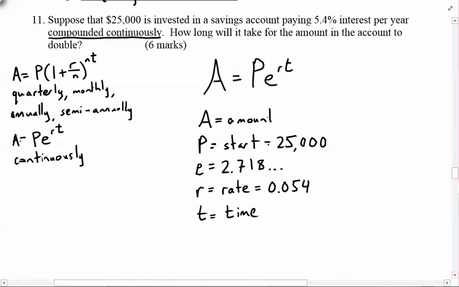So the question is asking us how long. So that means that t is unknown. So I must know what A is, otherwise I won't be able to solve the problem. It doesn't give me a number, but it does give me a keyword, which is that the amount doubles. So I know that I'm going to have to end up with double or 2 times as much money as I started, which is 2 times 25,000 or $50,000.